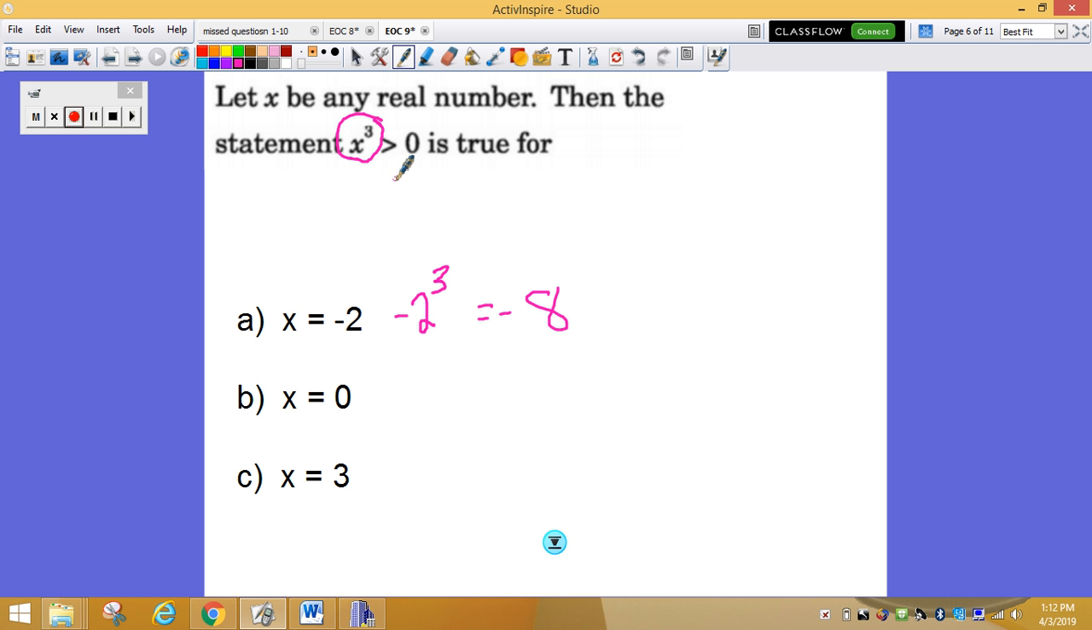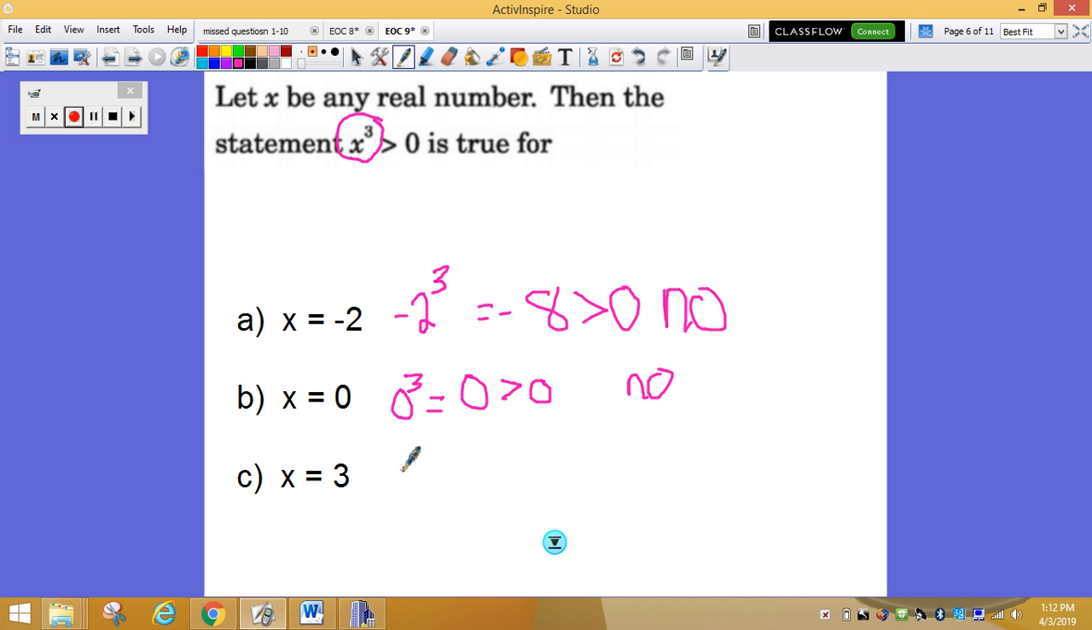Now, it's saying -8 is going to be greater than 0. Is that true? No, it is not true for this one. Let's try 0. If I do 0 to the third, I get 0. Is 0 bigger than 0? No, it's not. It's equal to 0. So no, because it didn't have that line underneath the inequality. It's a big old no.